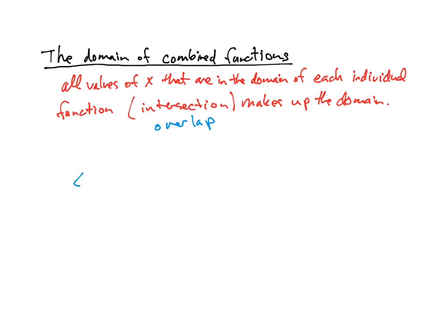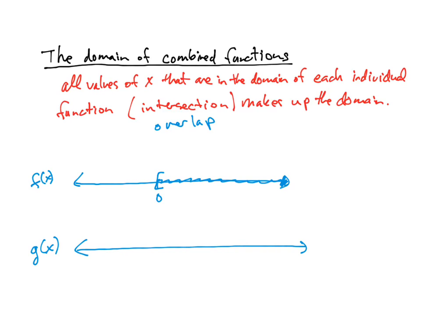So in a general sense, suppose we have a first function, let's call it f of x, and the domain of this is from 0 to infinity. And then for g of x, let's suppose the domain is, let's say, negative 1 to 10 as an example. And let's say we include negative 1, but we don't include the 10. So this is the domain of the function g of x.